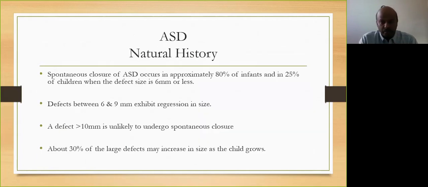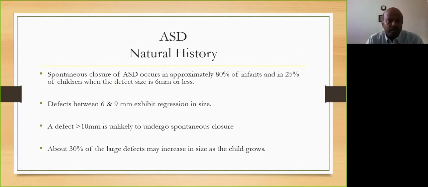So looking at the natural history of ASD, spontaneous closure of ASD occurs in approximately 80% of infants and in 25% of children when the defect size is 6 millimeter or less. So when you see an ASD soon after birth and it measures 3 millimeter or less, generally we do not recommend a follow-up because these would invariably close spontaneously. But if they are more than 8 mm, then a follow-up is warranted. And if they are beyond 10 mm, they are unlikely to undergo spontaneous closure.